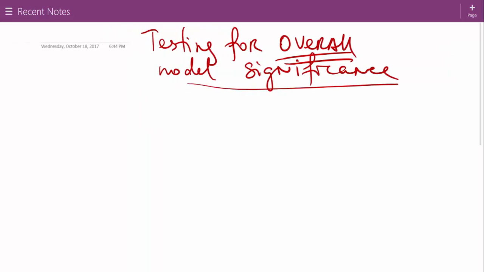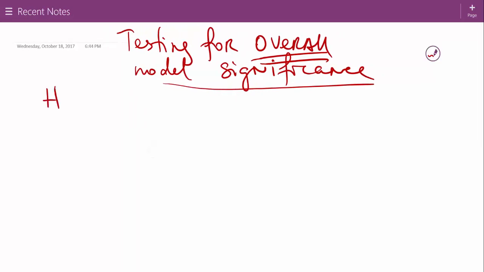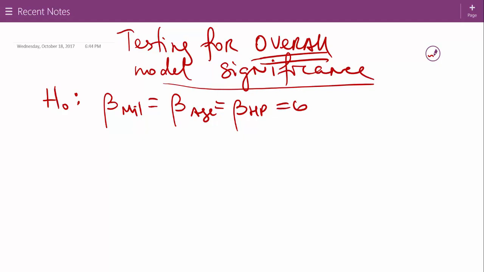Okay? I'm testing the following hypothesis. My null is going to be that the model is completely trash. It has nothing to do with price whatsoever. None of my variables have anything to do with the price. Not a single one of them, okay? So that means that if I take the slope for the mileage, it is equal to the slope for the age of the car, and it is equal to the slope for the horsepower of the car, and they all can be set collectively not to 6 but to 0, okay?